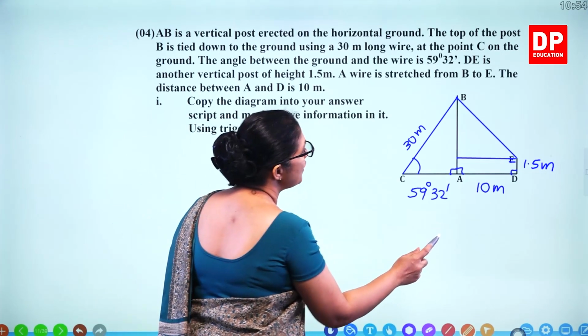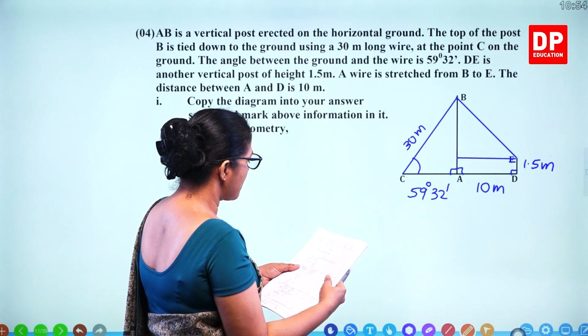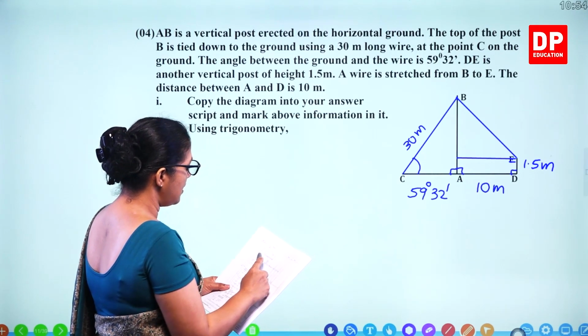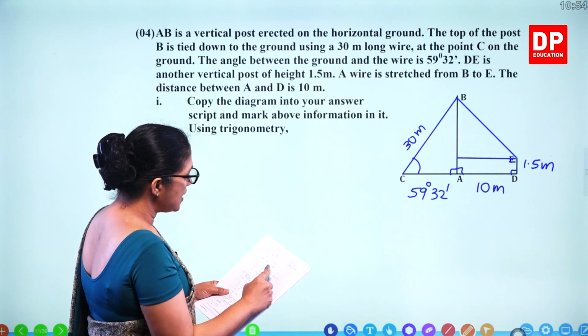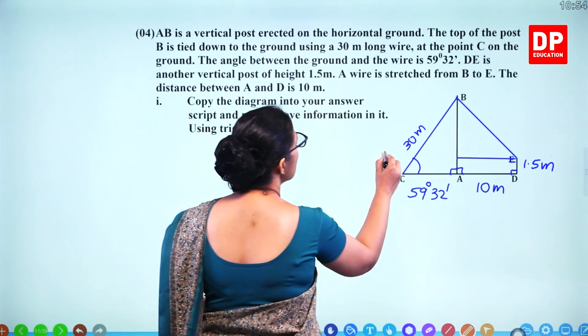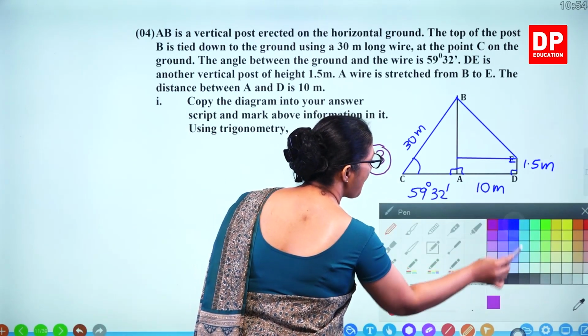So how many marks for the diagram? You are getting 3 marks. 30 meter we marked, 59 degrees and 32 minutes, 10 meters. So this is 1.5. So 3 marks for the diagram. Let's do the next part.